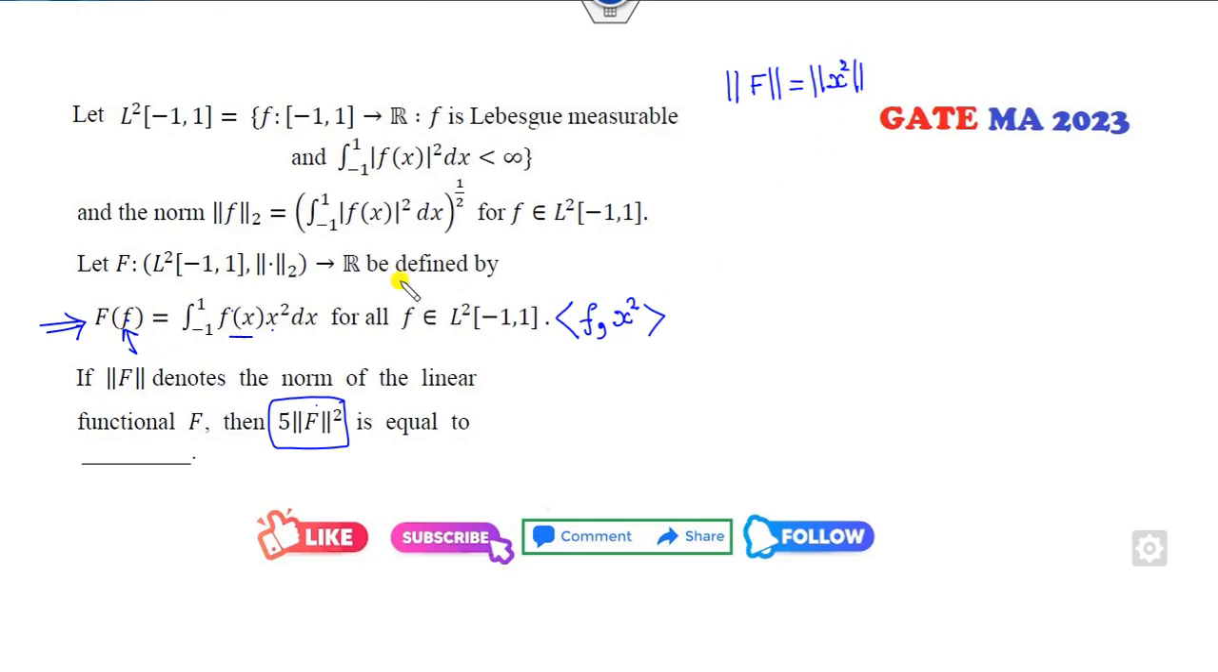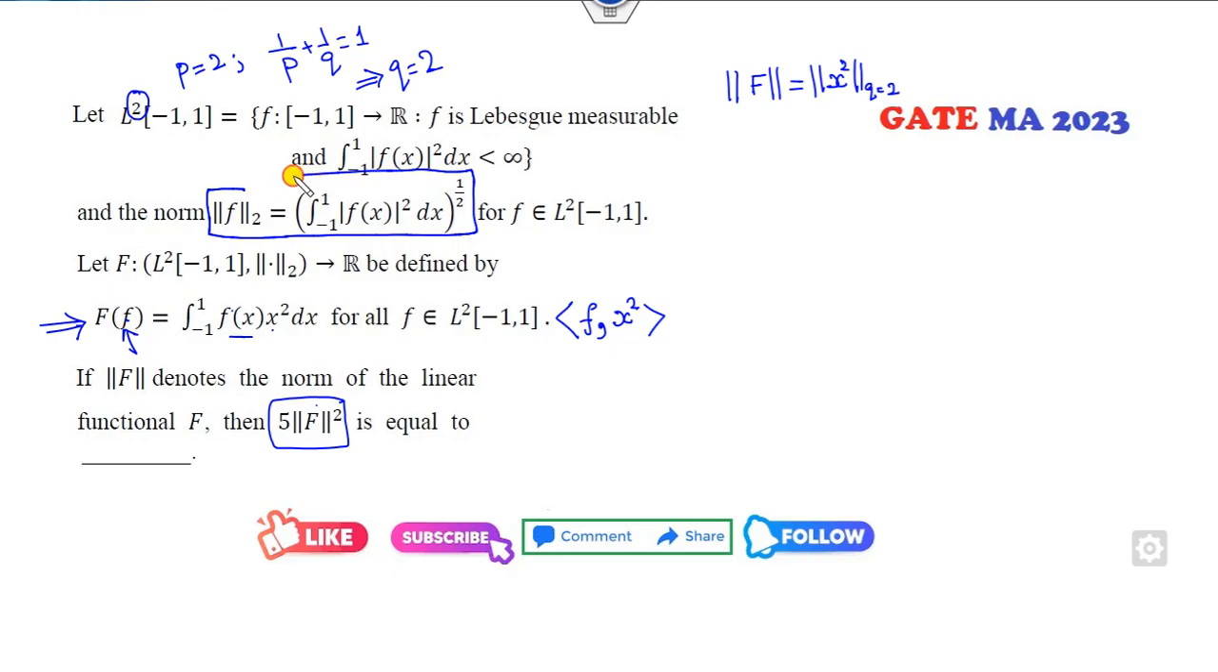So which norm? It is defined on the 2. So p is my 2. So again I can find the value of q. From here I can see q is my 2. So this norm is defined on the L2. So what is the norm of this? It is given here. Fine. It is defined like here. So what is the answer of this side? It is -1 to 1, mod of x square.